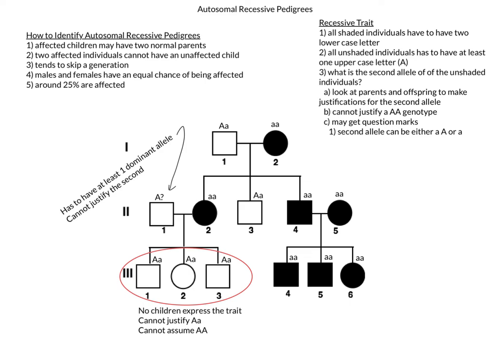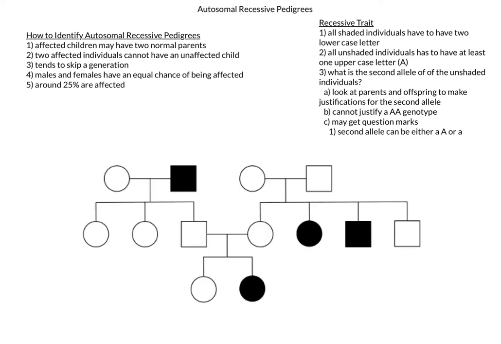Let's take a look at a second one just to get a bit more practice. Let me quickly add in the generations and the individual numbers. Let's start by adding our knowns. Each of the shaded individuals receive two small a's, and each of the unshaded individuals receive one big A. Now let's ask a question. What is the second allele of the unshaded individuals?